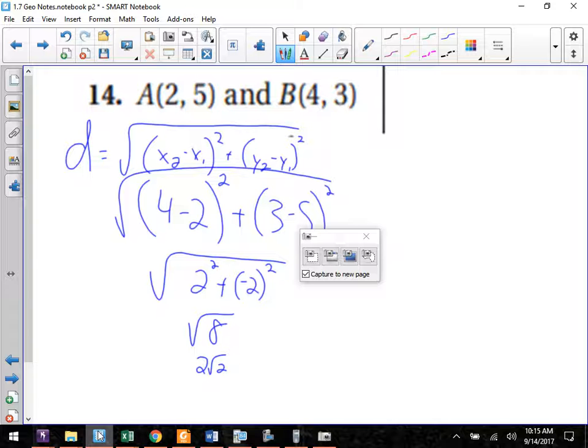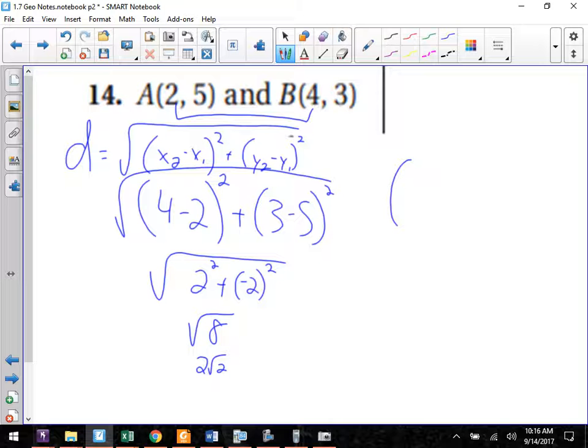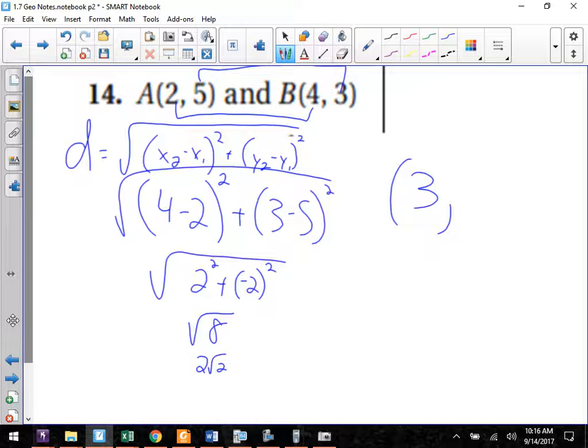Yeah. And then you find the midpoint. Midpoint's easy. What's 2 plus 4? What's half of that? What's 5 plus 3? And what's half of that? There you go. You're welcome.